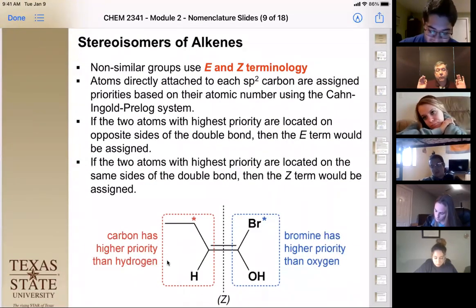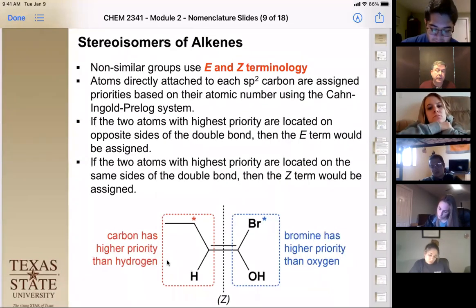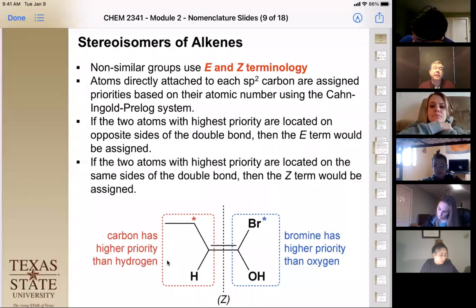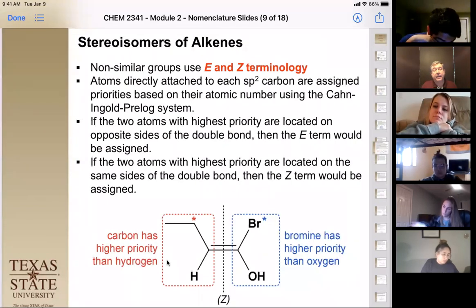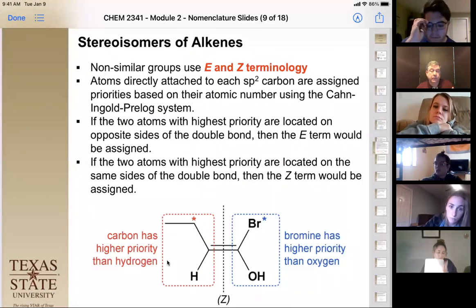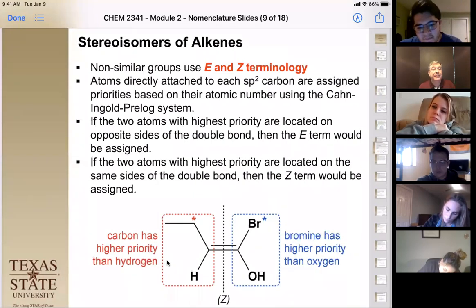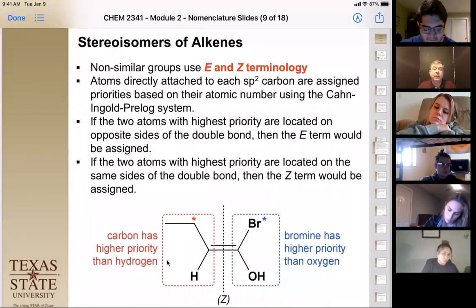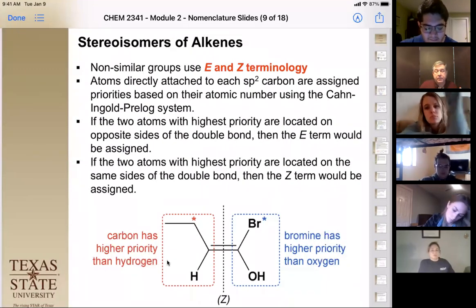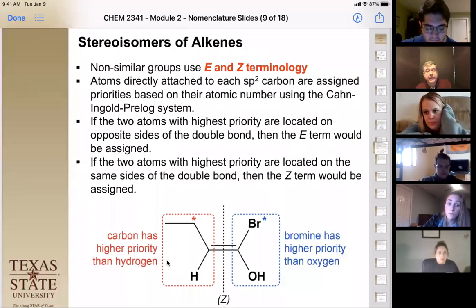Now, when we talk about alkenes, if we have more than just hydrocarbon groups on there, we need to be more specific about our stereoisomer terminology. Okay. And so what we say is we have the E and Z terms. Okay. So E means entgegen, which is opposite or trans. Z means zusammen, which means same or same side. Okay. So when we do this, it'll be E opposite, Z same.